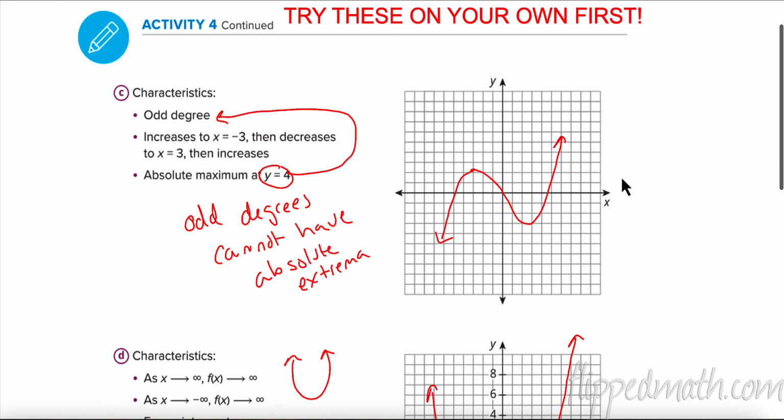All right, so if I look at the first one, odd degree. So I start looking like this. Increases to negative 3, then decreases to positive 3. An absolute maximum at y equals 4. Well, guess what? You cannot have an absolute maximum when you have odd degrees because they go forever down and forever up. They increase and decrease forever. So the range is all real numbers. So there'll never be an absolute.